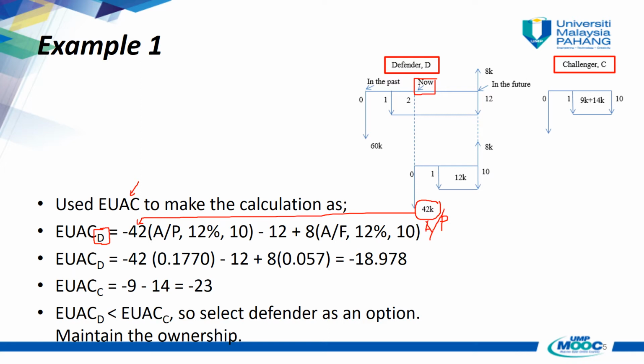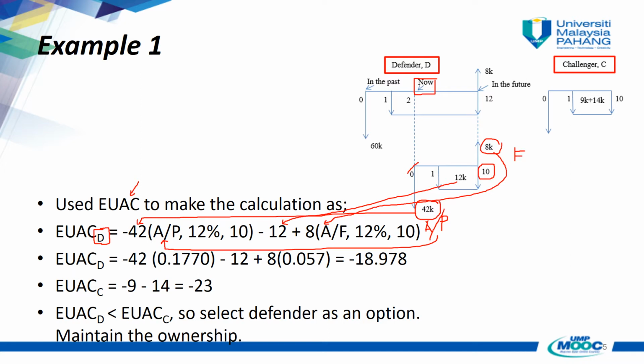So 42,000, finding A when we know the P at 12% for 10 years, and then minus 12,000 for the ownership cost. And then we can salvage it for 8,000 after 10 years. Why 10 years? Because this happened at the second year, so 12 minus 2 gives us 10 years in total. So this 8,000 is our value in the future.